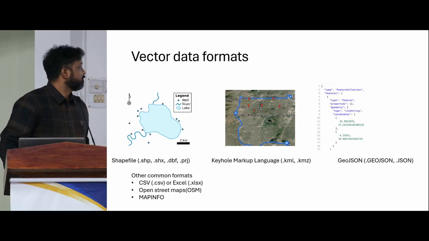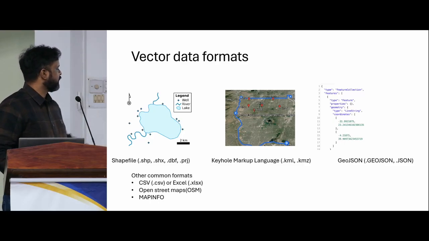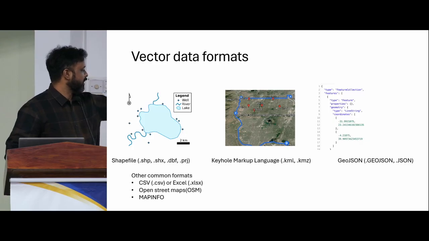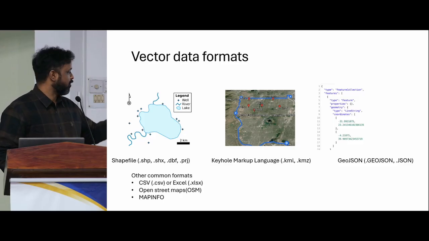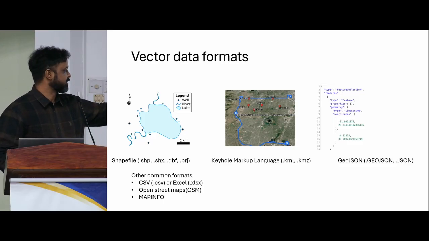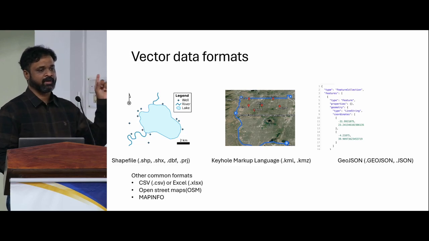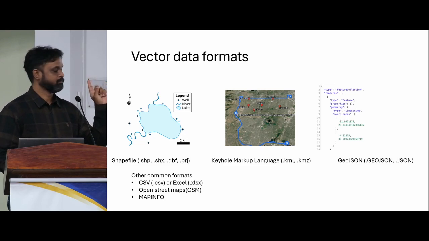So these are vector data formats. I think most people would have heard of shapefiles. They used to be the industry standard for a long time. Shapefiles generally are 4 files together. Most people just think shapefiles are a .shp file. Please don't do that. It's all 4. It's .shp, .shx, .dbf, and .prj. So all 4 of them comprise one shapefile.